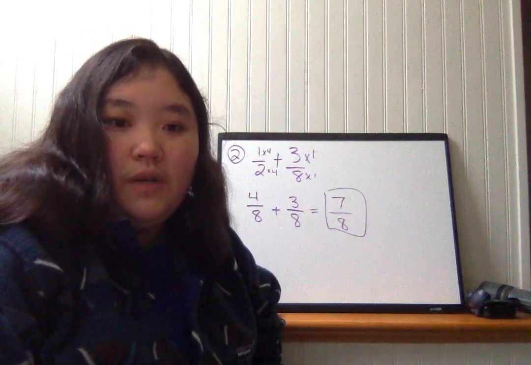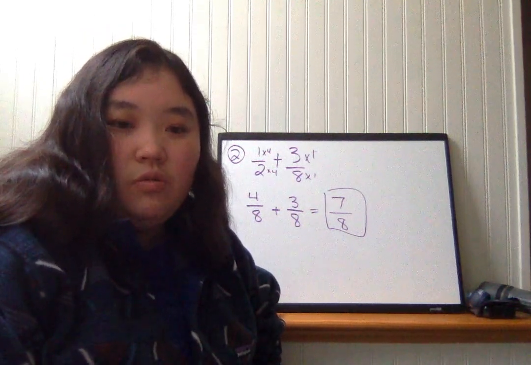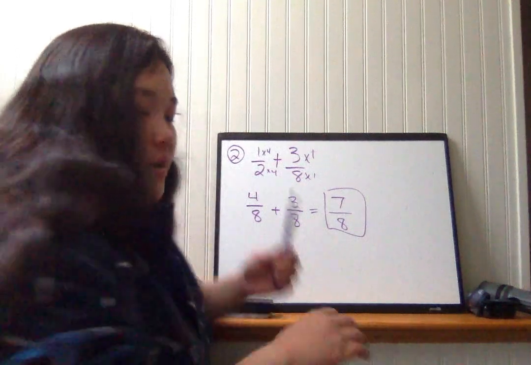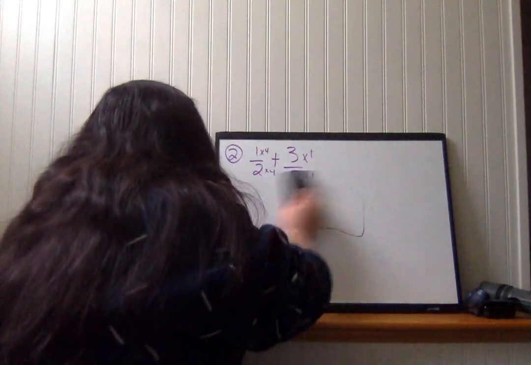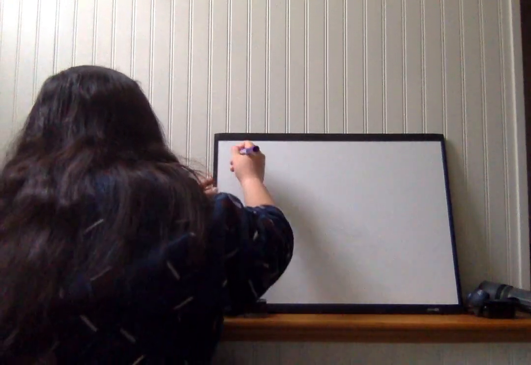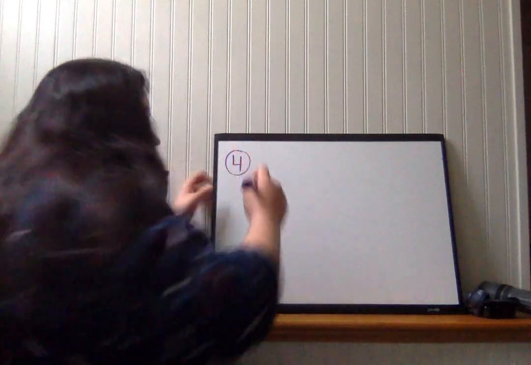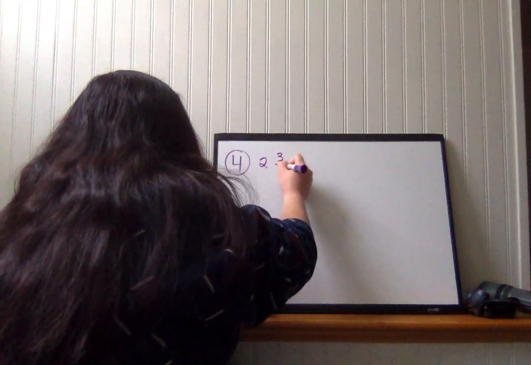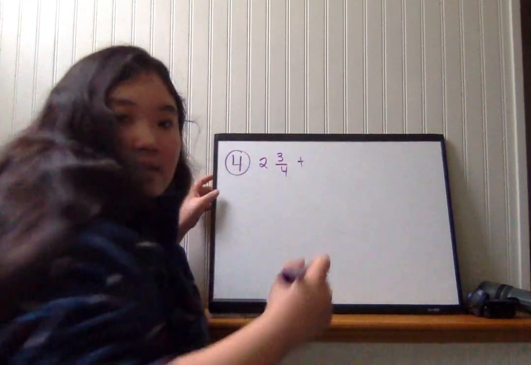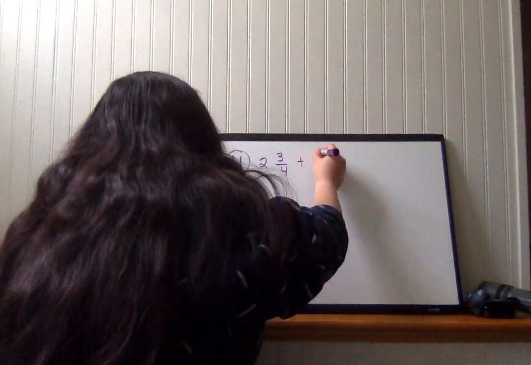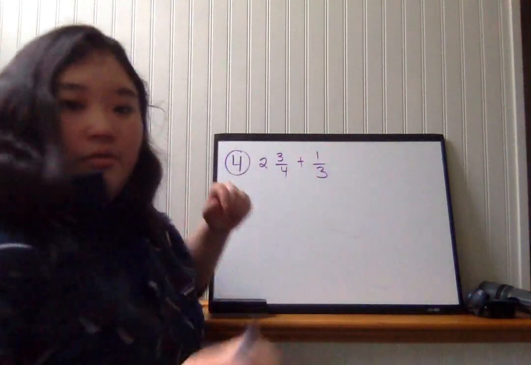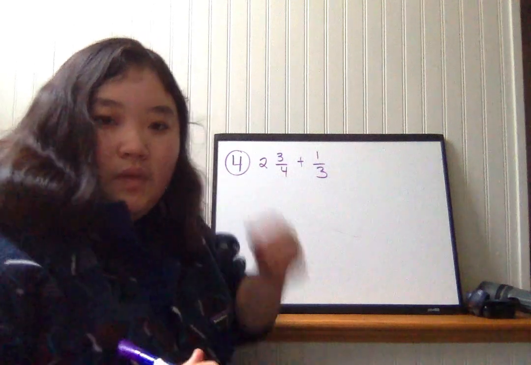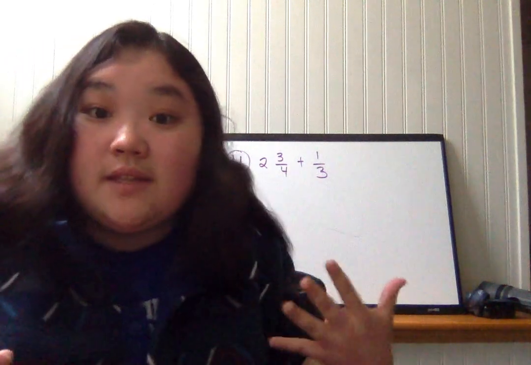Now I'd like you to open up to page 24, okay? And we're going to look at number 4. On page 24, number 4, we're going to practice adding mixed numbers. So they have the problem as 2 3/4 plus 1/3. 2 3/4 plus 1/3. So this is not too bad. We're going to do basically the same thing.